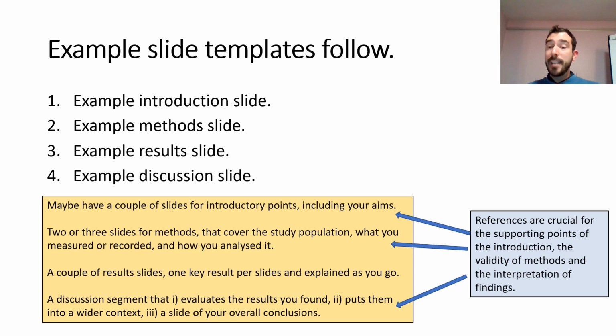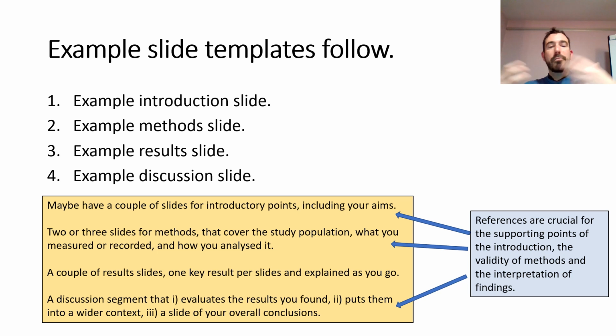So what I'd like to end on in this talk are just some example slide templates that I have put together that will give you some pointers in clear, crisp and simplistic information for a scientific introduction slide, a scientific method slide, a scientific results slide, and a scientific discussion. Think about having a couple of slides for the introduction, including aims. Think about 2 or 3 slides for methods. These should cover your study system, what you measured and recorded, and then everyone's favourite, how you analysed your data. Never shy away from stats in a scientific presentation.